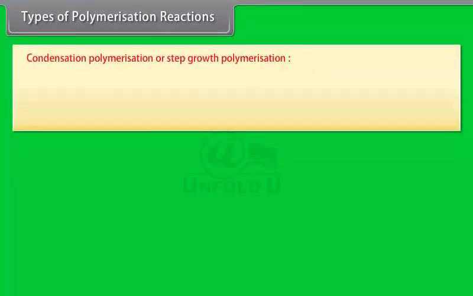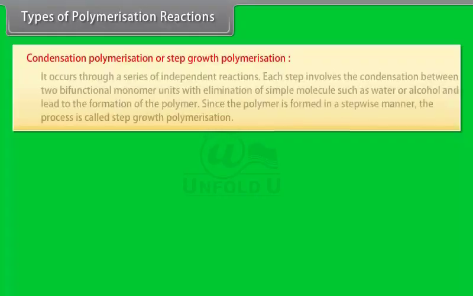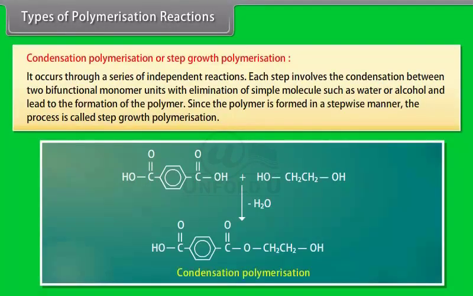Condensation polymerization, or step growth polymerization, occurs through a series of independent reactions. Each step involves the condensation between two bifunctional monomer units with elimination of a simple molecule such as water or alcohol, and leads to the formation of the polymer.